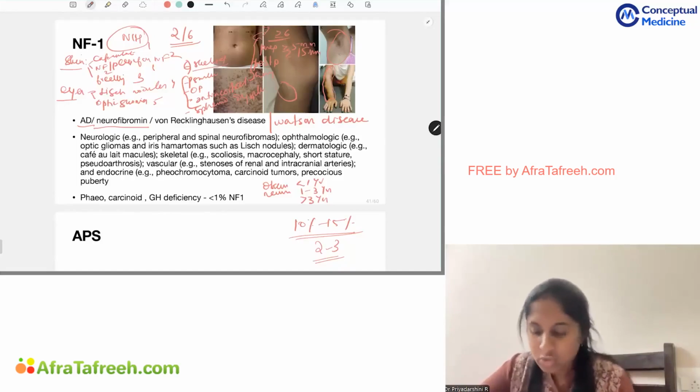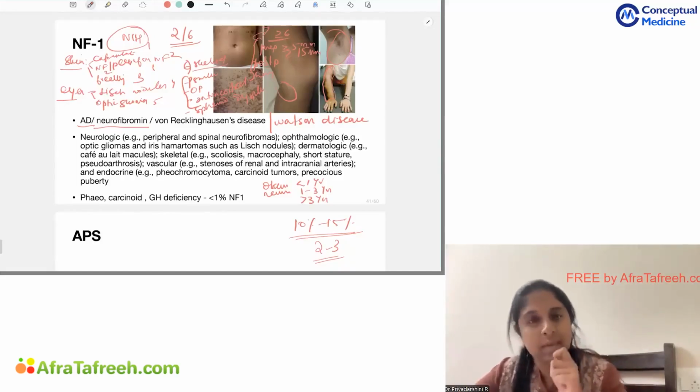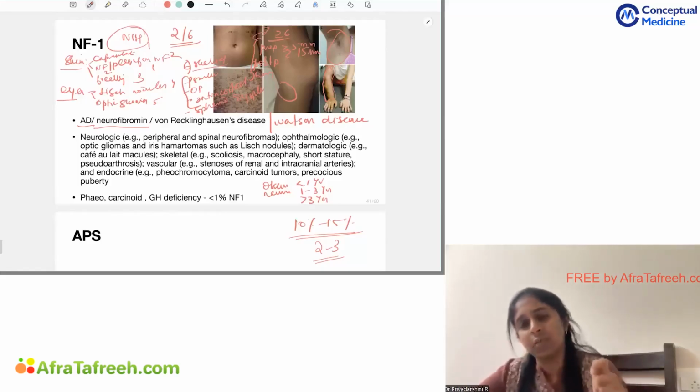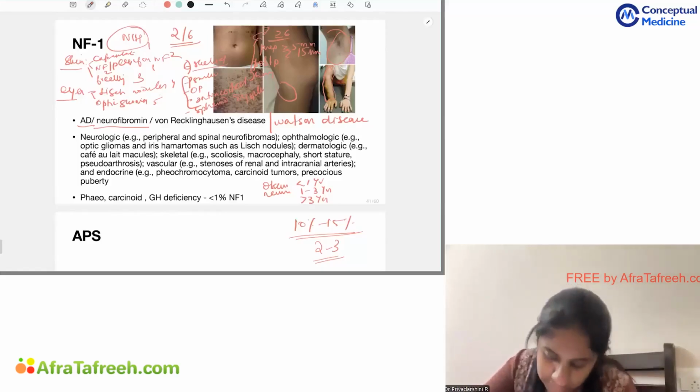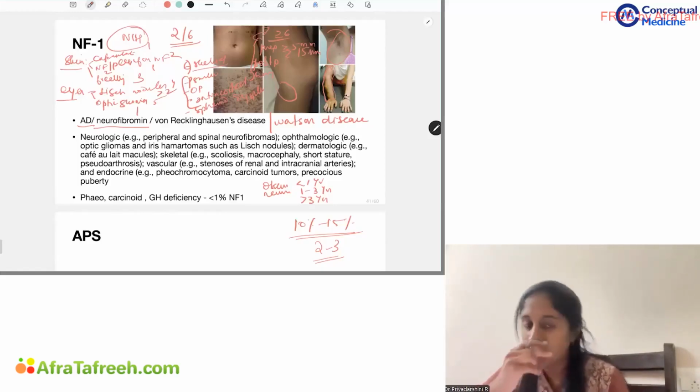Okay, similarly, Lisch nodules are usually seen in the eye. You will have to do a slit lamp examination to differentiate them from other eye lesions. And for Lisch nodules, at least two or more nodules should be there. An optic glioma, at least one optic glioma.